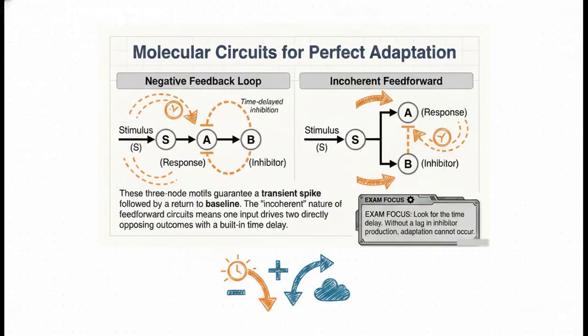The actual molecular circuit boards pulling off this perfect adaptation are genius. They use motifs like negative feedback loops and incoherent feed-forward loops, which basically means one single input is simultaneously driving two totally opposing outcomes. But here is the critical exam focus. Both of these circuits completely depend on a built-in time delay. Without a lag in producing the inhibitor, that beautiful transient spike and reset simply cannot happen.